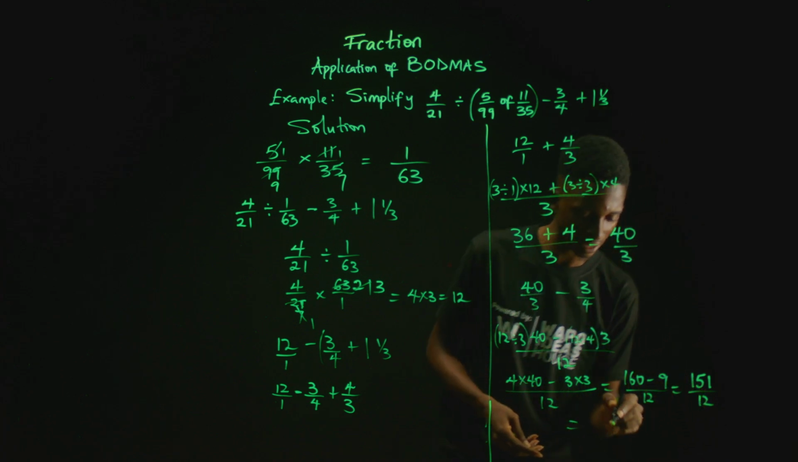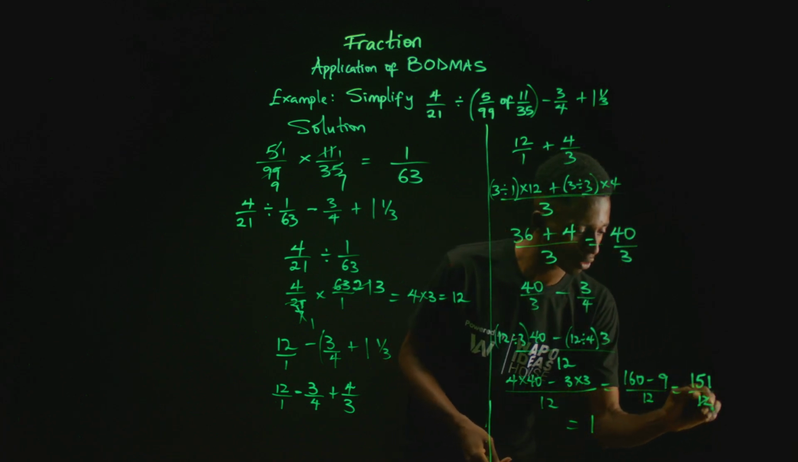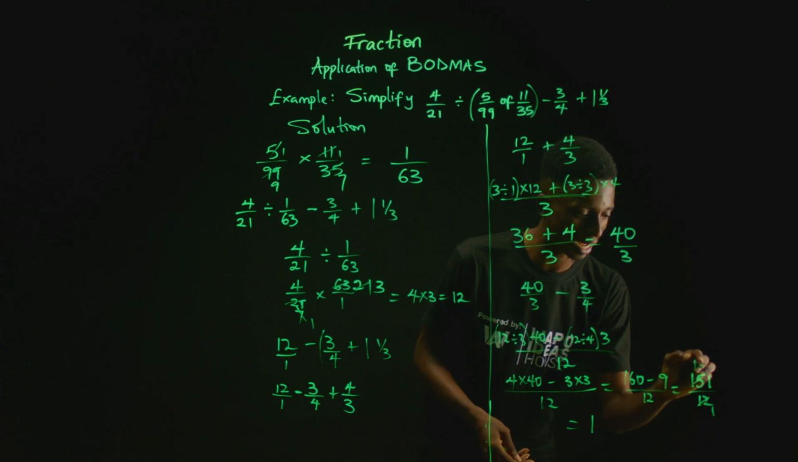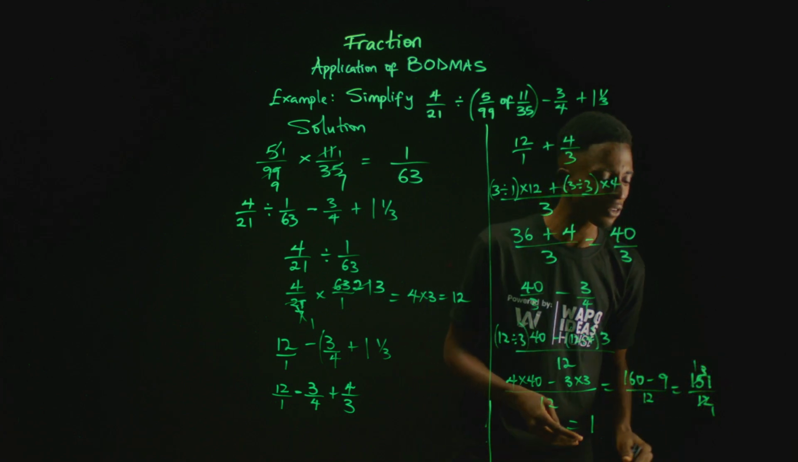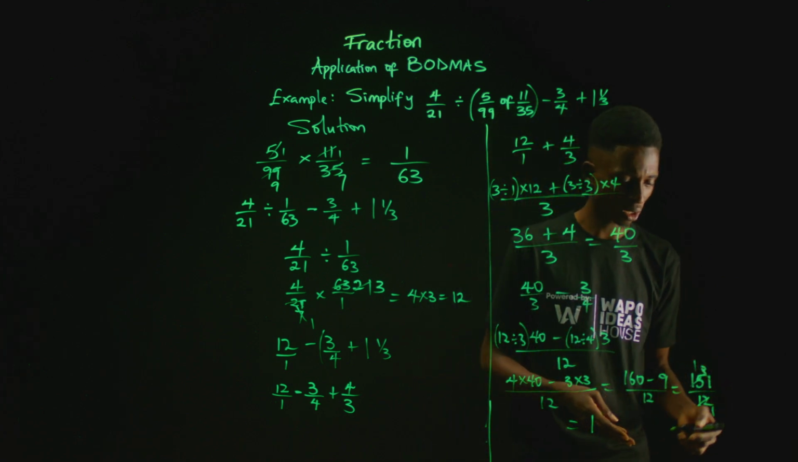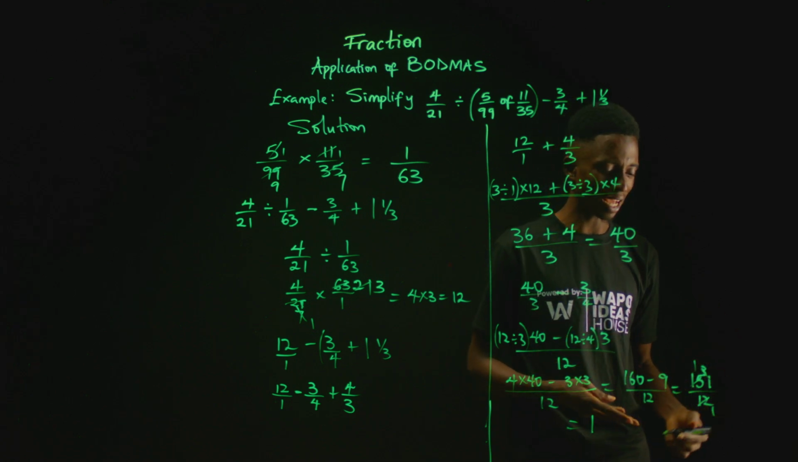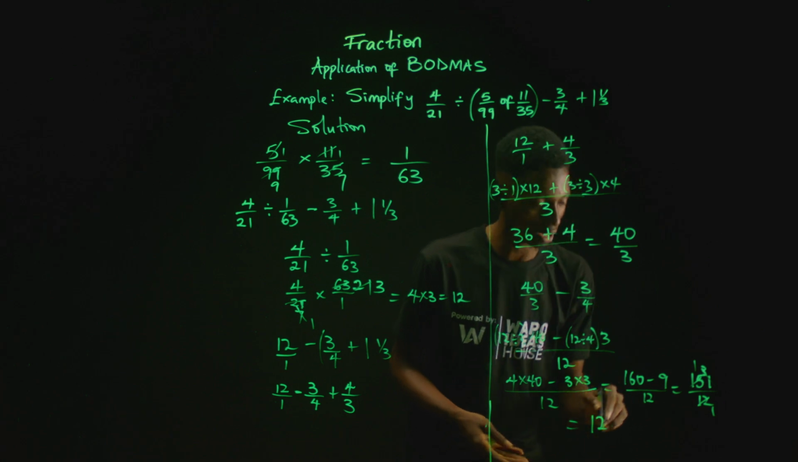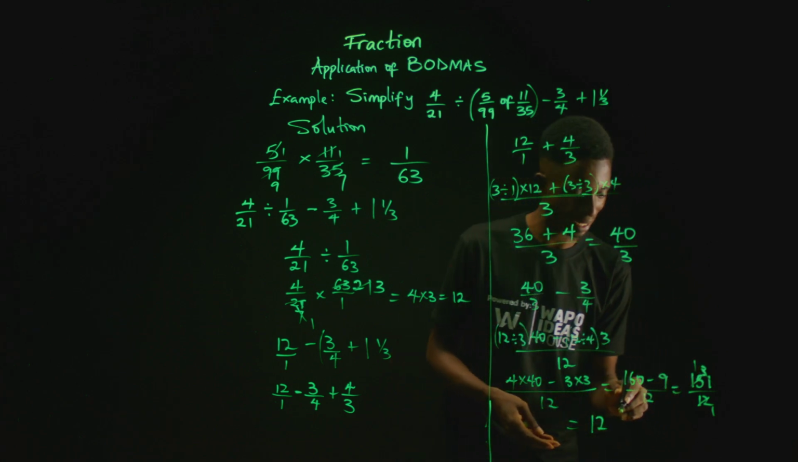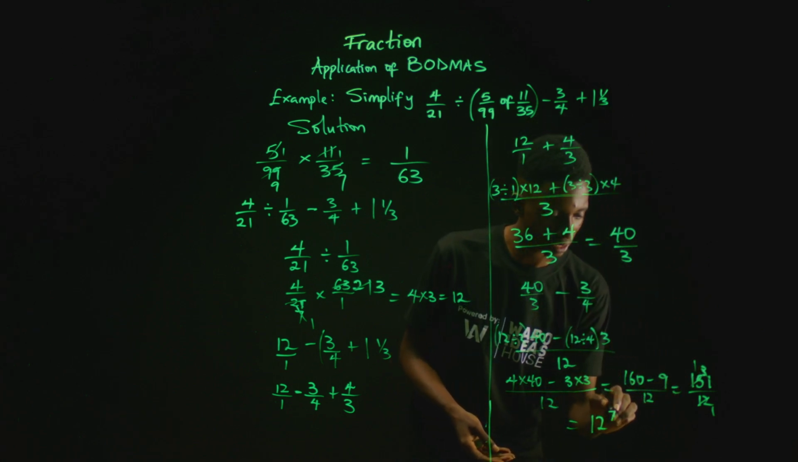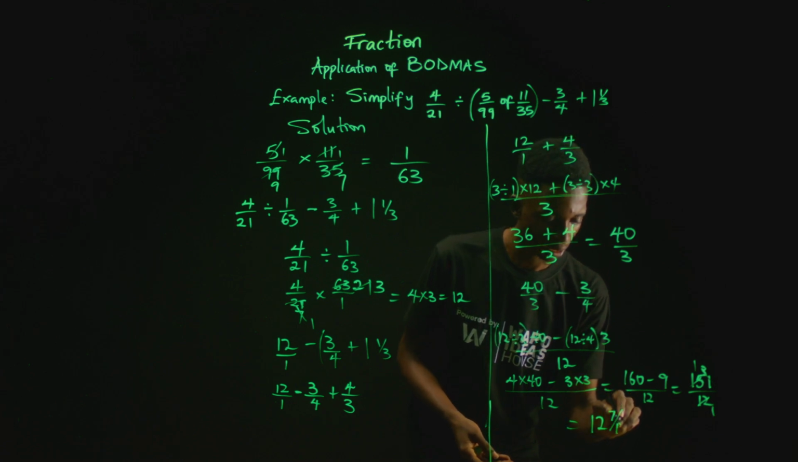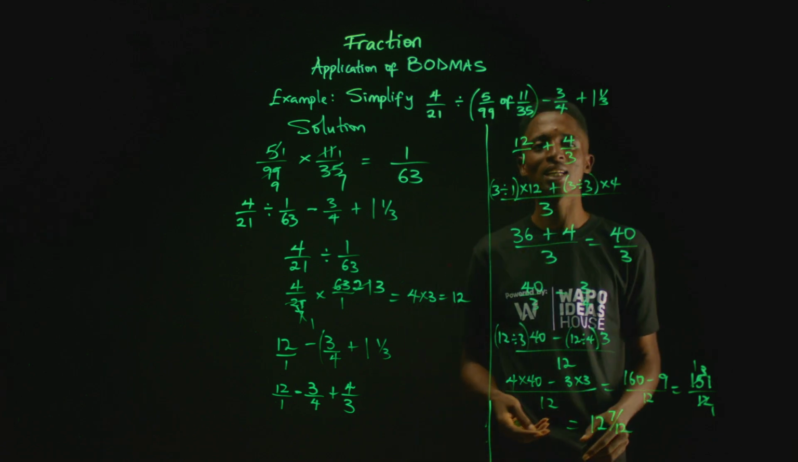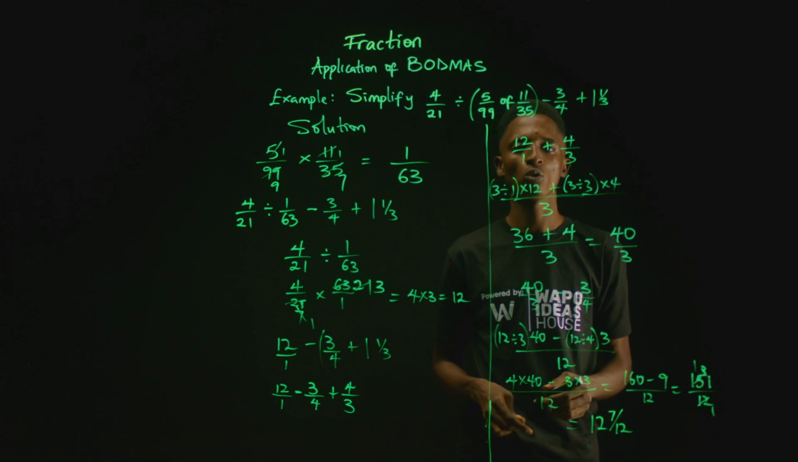So 12 in 15, that is 1. 12 here 1, 12 in 15, 1. Remainder 3. And then 12 in 31. We know that 12 multiplied by 2 is 24. So it will go 2 times. So we have now 12, giving us a remainder of 7. So we have 7 over 12. So our final answer is 12 whole number 7 over 12. Thank you.